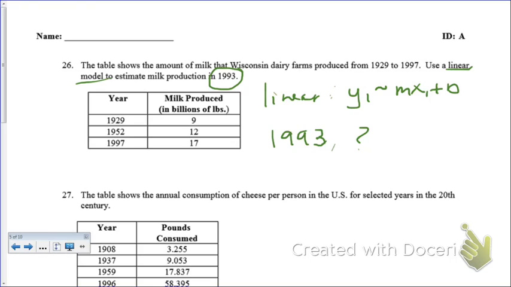On number 26, you're going to make a linear equation. That's the equation for it, and I'm going to go into Desmos and put in my table of values. Then my second step is going to be to enter the form of my linear equation. And the third step is to follow that line until I get an x-coordinate of 1993. My corresponding y is then going to be the milk production for that year.